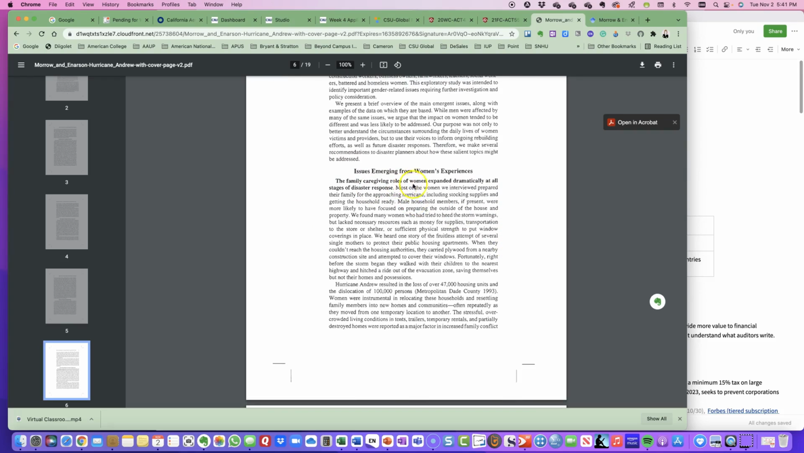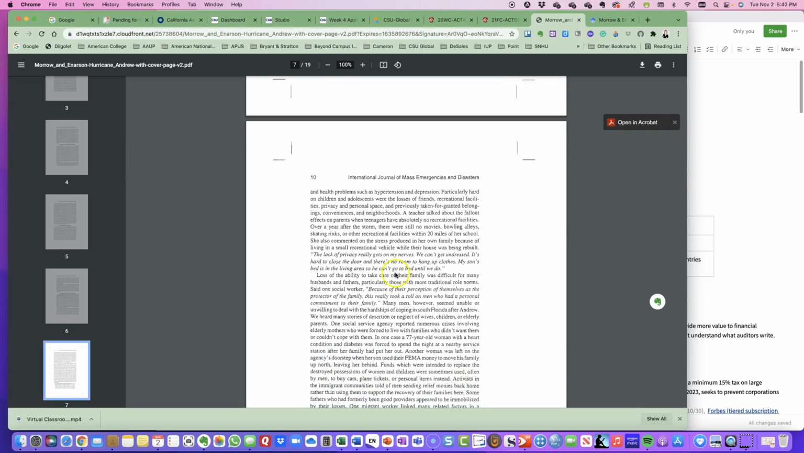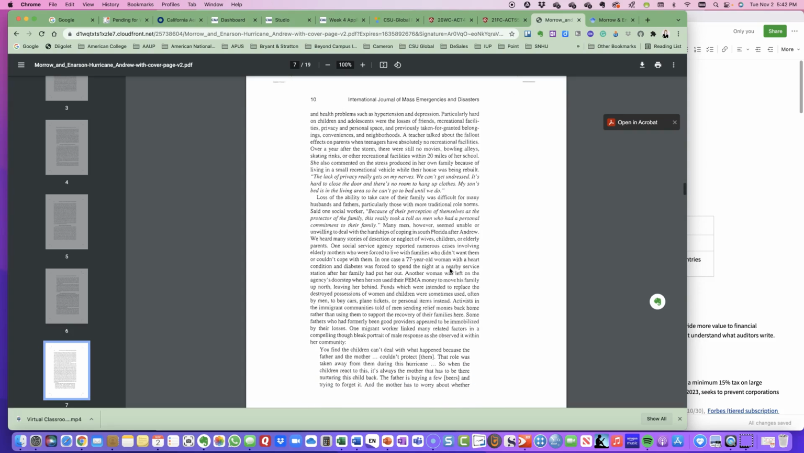So the family caregiver roles of women expanded dramatically at all stages of the disaster response. And they give you here it resulted in the loss of 47,000 housing units and the dislocation of over 100,000 people. And then they give you some information from this. When you see these quotes right here, that usually tells you that they're directly quoting from one of the subjects in their interview. And then here you see in one case, a 77-year-old woman with a heart condition and diabetes was forced to spend the night in a nearby service station after her family had put her out.